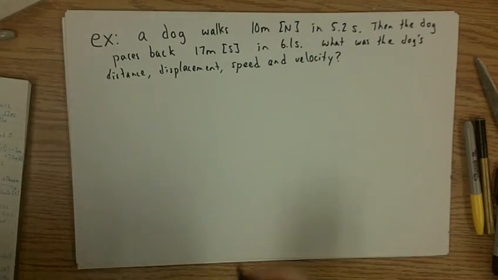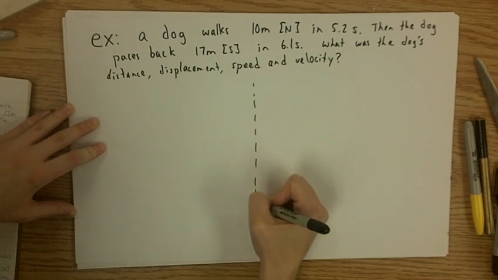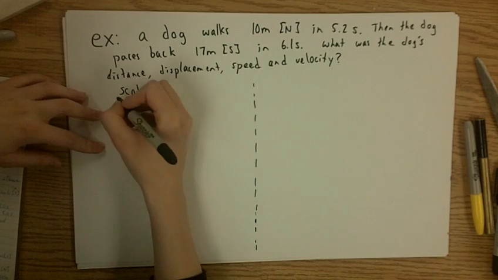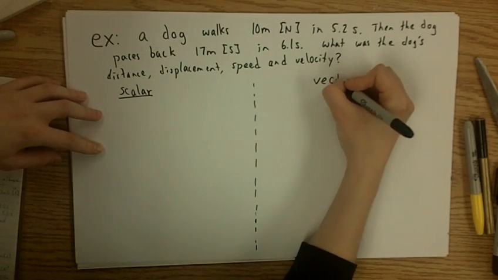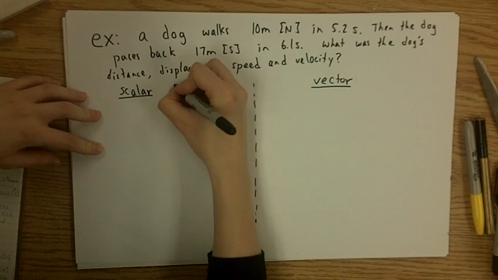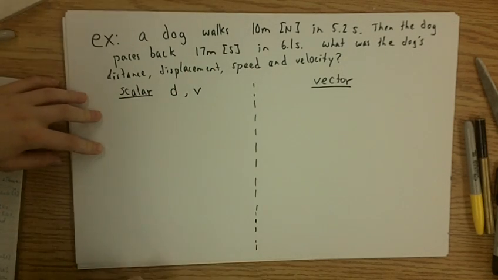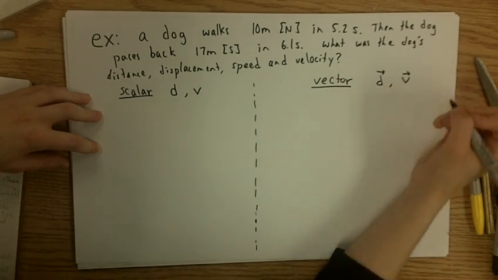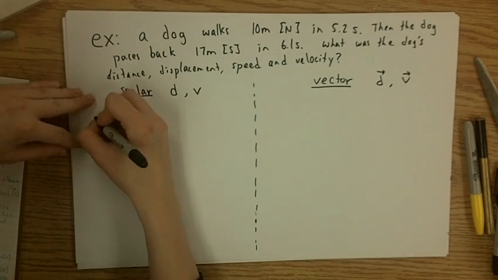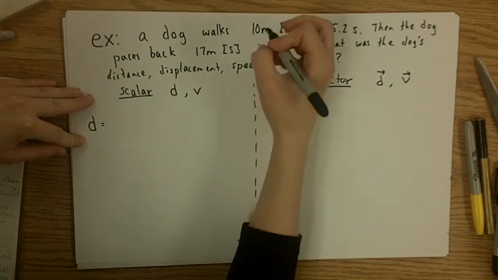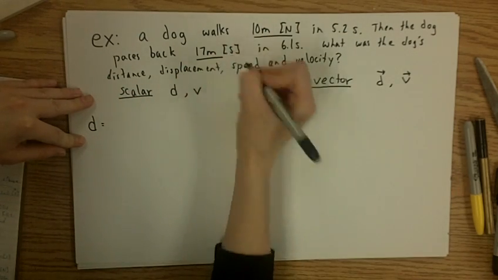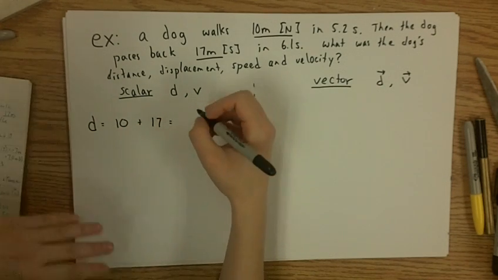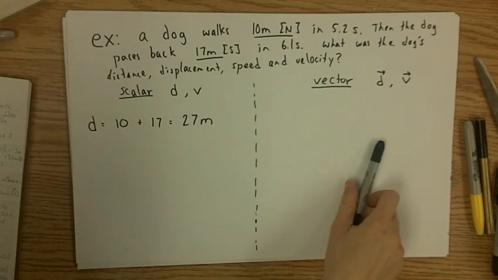To solve this problem, I'm going to separate my page into two different sides. I'll call the left side the scalar side, and the right side the vector side. On the scalar side, I'm going to calculate distance and speed. On the vector side, I'm going to calculate displacement and velocity. The distance is all of the little distances added together. 10 plus 17 equals 27 meters.